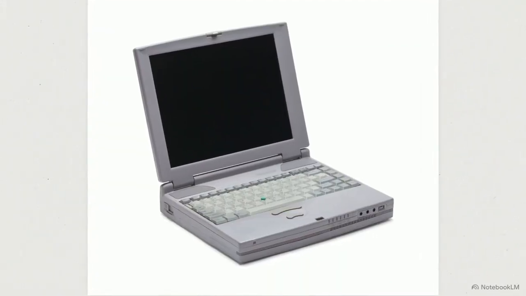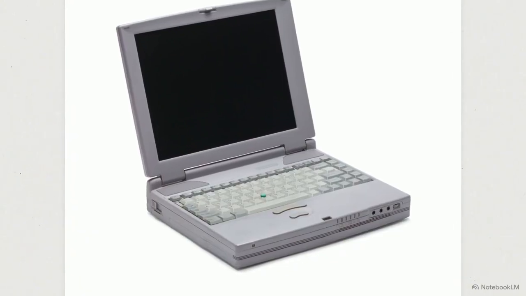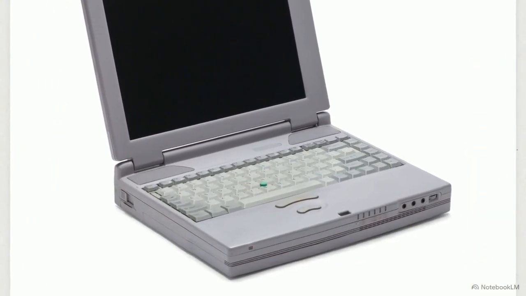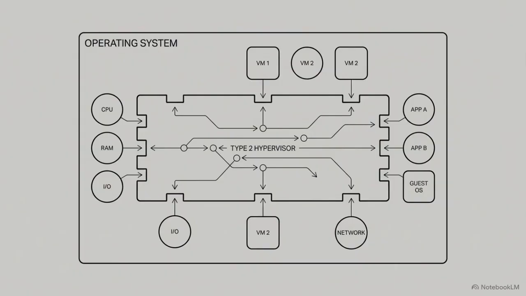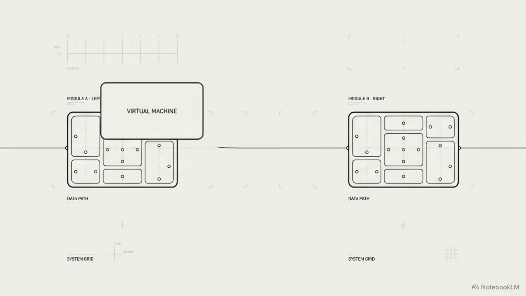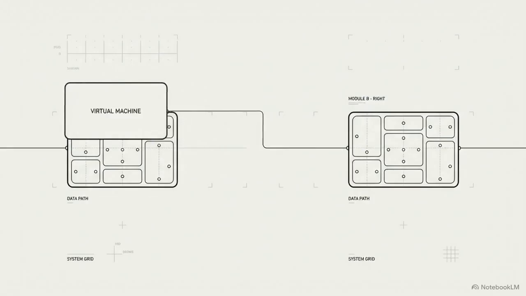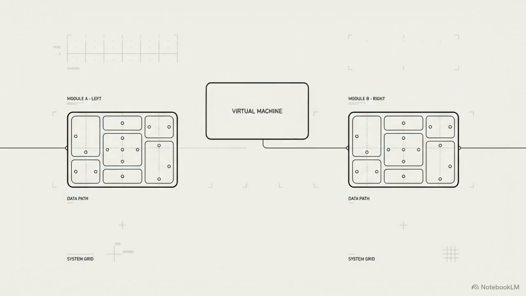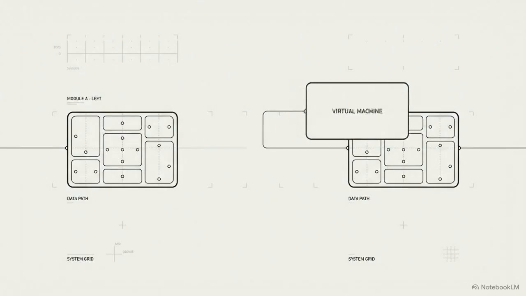Developers often use Type 2 hypervisors directly on their own personal laptops to securely test their new application code. These run as an application inside an existing operating system, which is convenient for local work, but less efficient for heavy data center workloads. Virtualization enables workload portability. It allows a running environment to move from one physical machine to another without the software ever knowing it shifted.